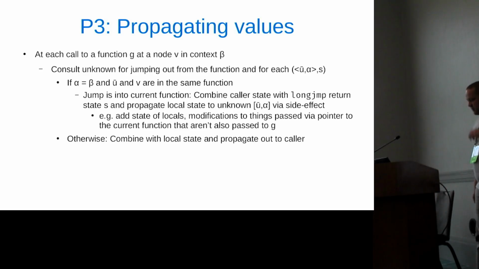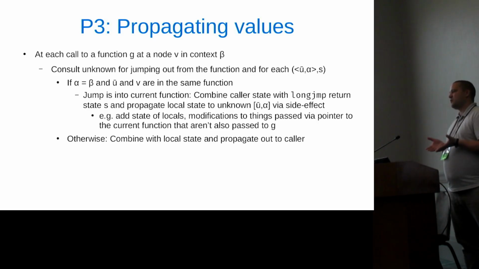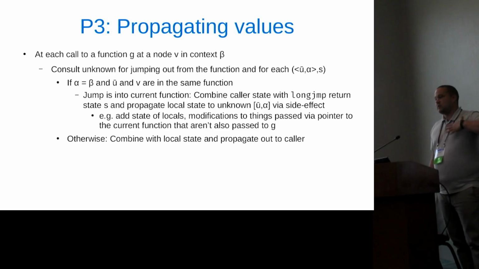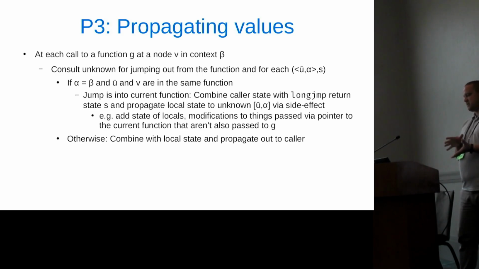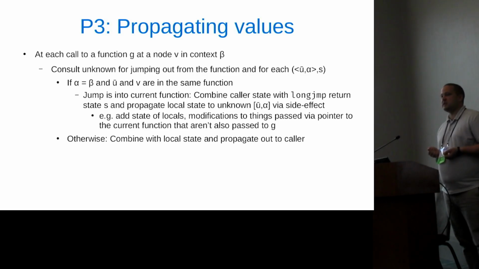Okay, now what happens if I have a call to a function? Now, of course, I need to account for the possibility that this function is left via longjmp. The idea there is that I consult the special unknown that I have introduced. For each u bar alpha and abstract state s that I find in there, I do the check that I did before. I check, is this a jump that is now local to this function? If it is, I combine the caller state with the value that I have stored at this longjmp return and propagate it to this corresponding unknown via side effect. And what this combining does is exactly the thing that I've said before. It adds locals to the abstract state and accounts for these modifications via pointers and so on.